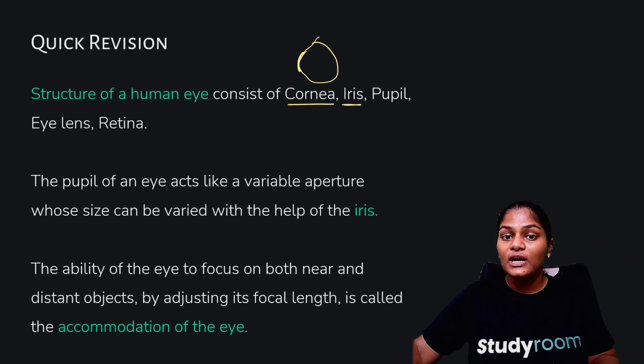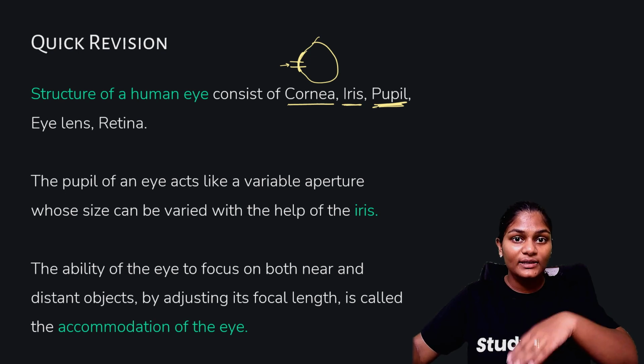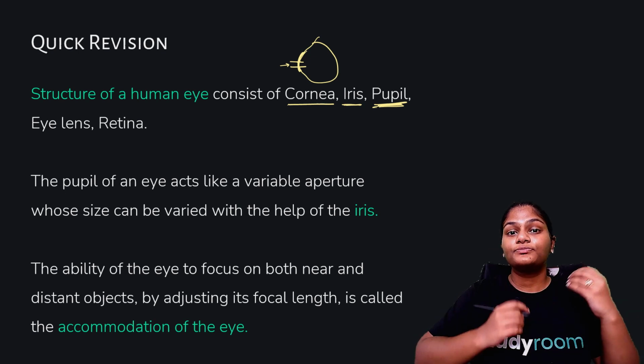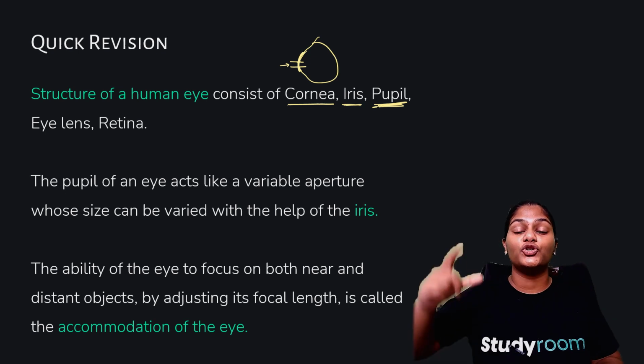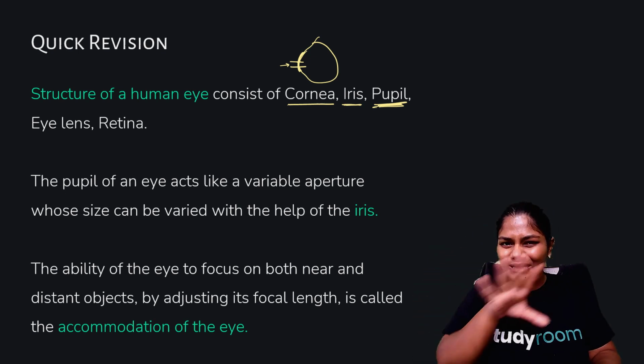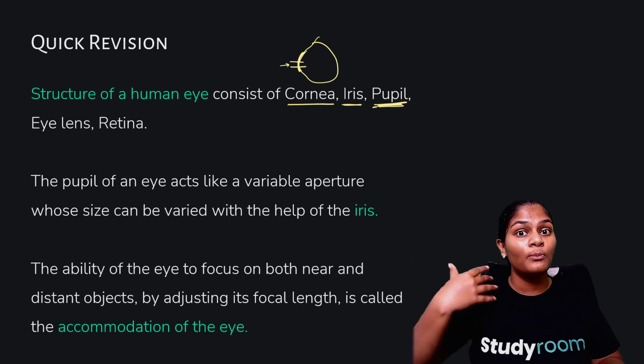The iris and pupil. You always talk about the pupil first because the pupil is basically the opening, from where the light actually enters into the eye, right? And the iris is what controls the size of the pupil. So the iris decides should the pupil be small to let a little less light in, or should the pupil be large to let more light in.